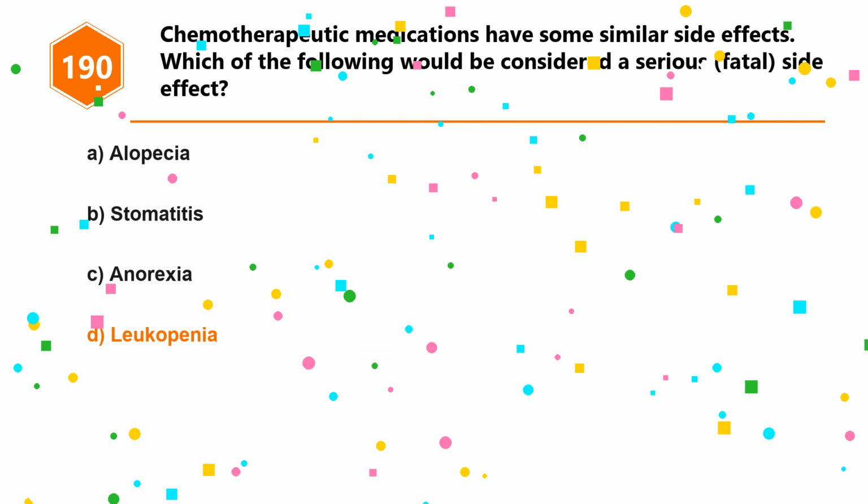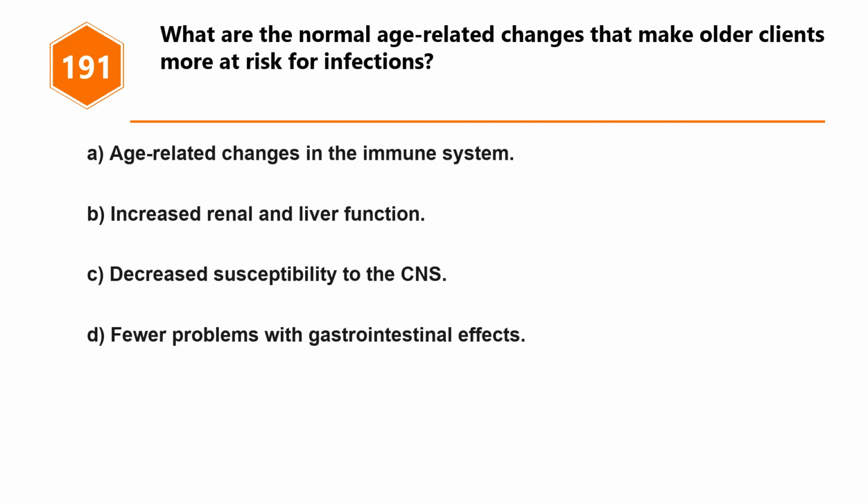The correct answer is option D. Leukopenia. Question 191. What are the normal age-related changes that make older clients more at risk for infections? Option A, age-related changes in the immune system. Option B, increased renal and liver function. Option C, decreased susceptibility to the CNS. Option D, fewer problems with gastrointestinal effects.